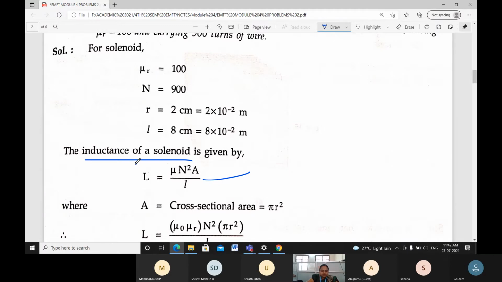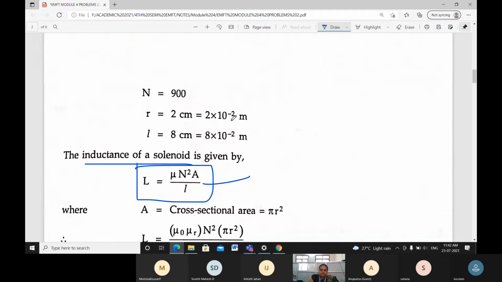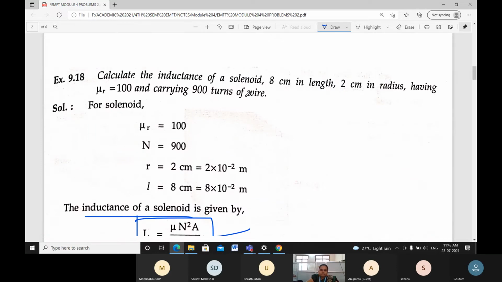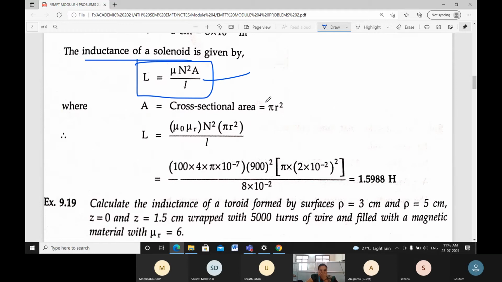Remember the equation for solenoid and also for the toroid. Then A is the area of cross section, which is pi r square. L is going to be mu naught mu r n square pi r square divided by L.